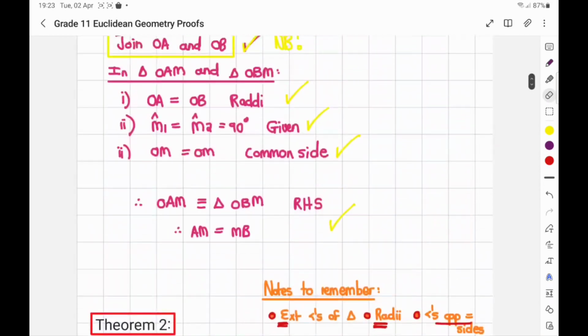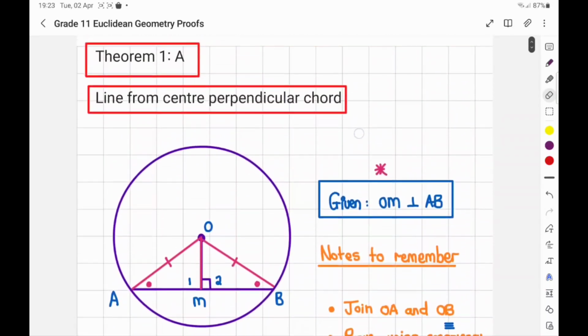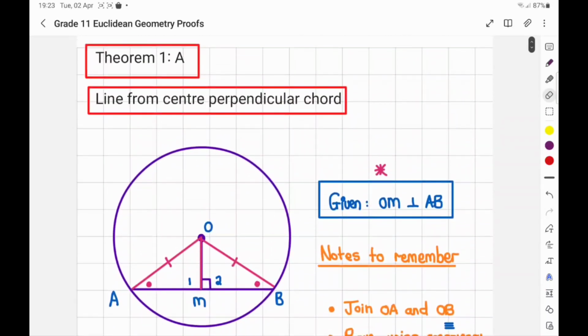So there they are, the 3 proofs that you need to know up to now for grade 11. I hope that helps.